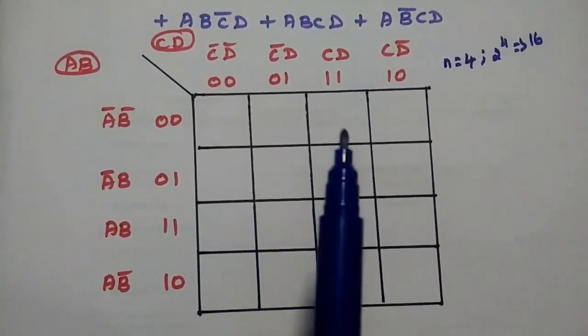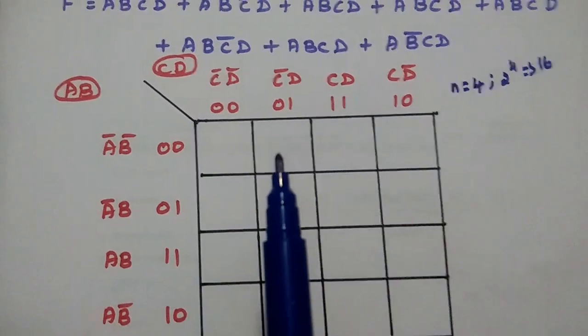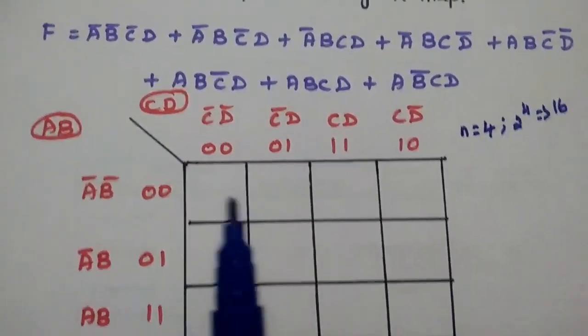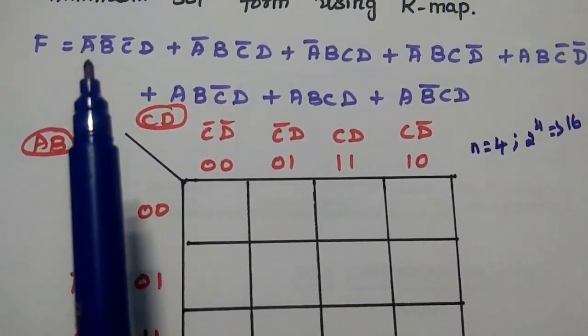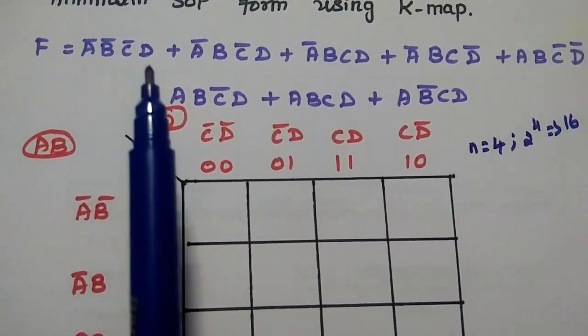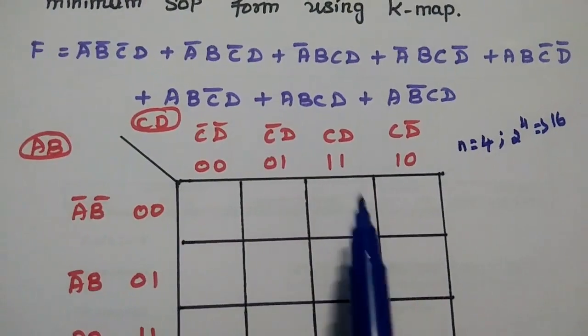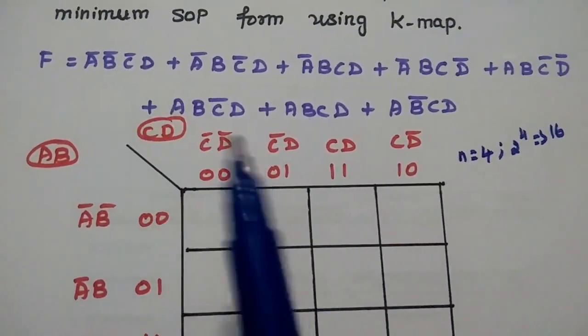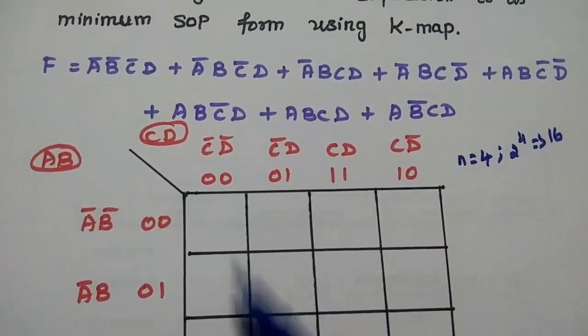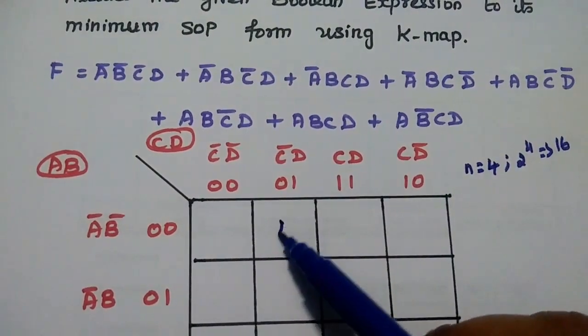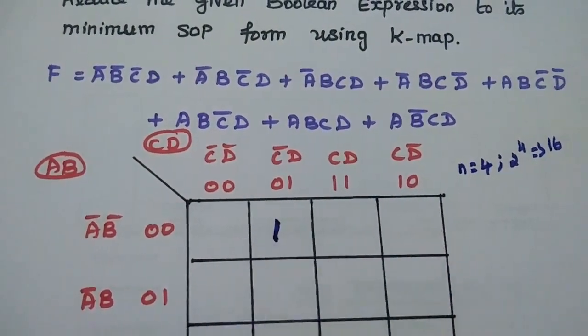After plotting the K map, we have to place the values for each min term. So here what is the first term? A bar, B bar, C bar, D. So here A bar, B bar, that is the first row. Then C bar, D means what? The second column. So this is the first min term. So we have to place the value 1 here.